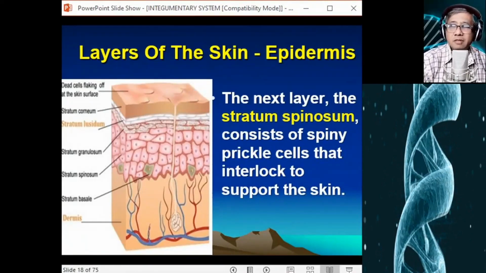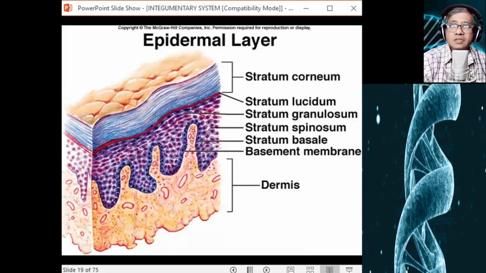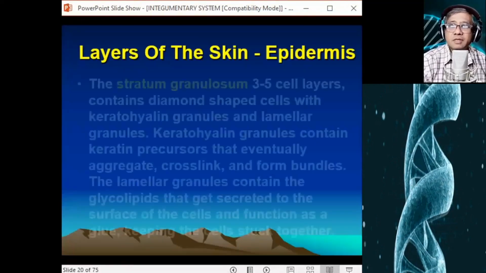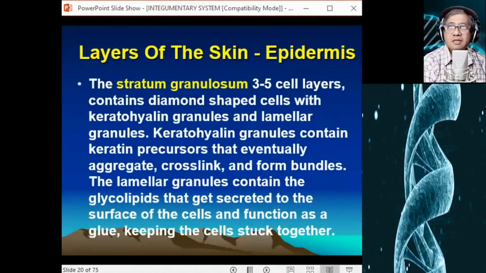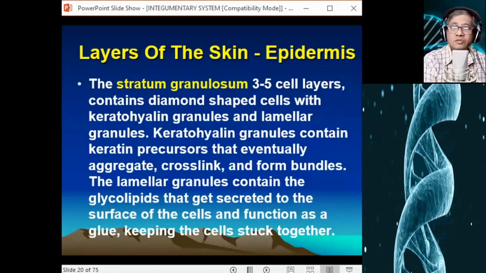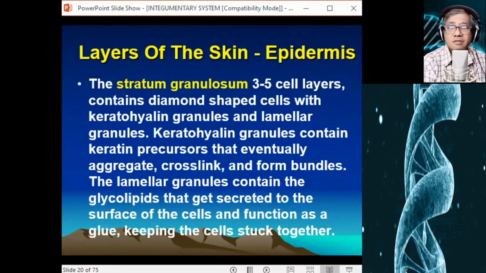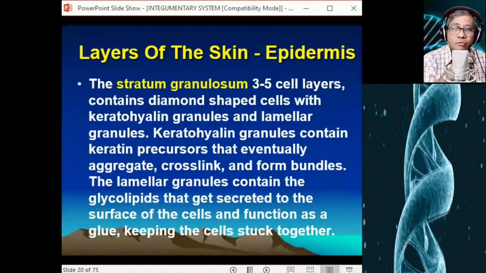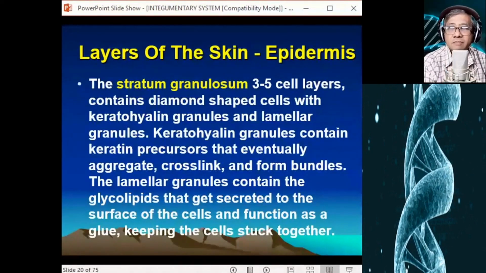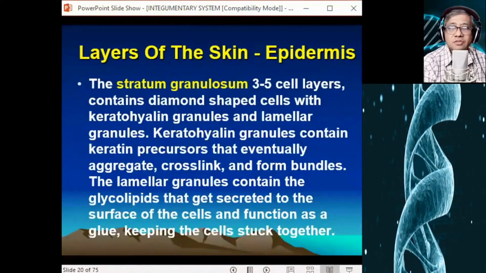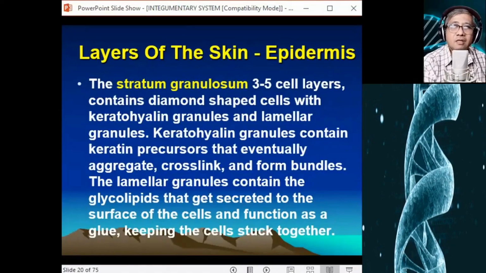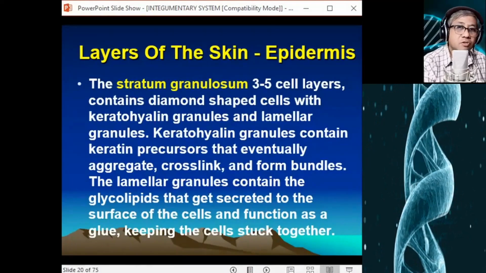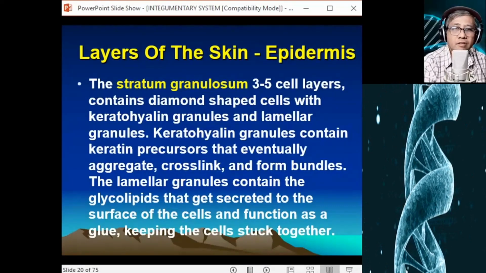Now, the next layer above stratum spinosum is stratum granulosum. And that's the next layer, stratum granulosum. Alright, so let's study the description of stratum granulosum. So this is about 3 to 5 cell layers in thickness, and they contain diamond-shaped cells with keratohyalin granules and lamellar granules. Okay, keratohyalin granules contain keratin precursors that eventually aggregate, cross-link, and form bundles.